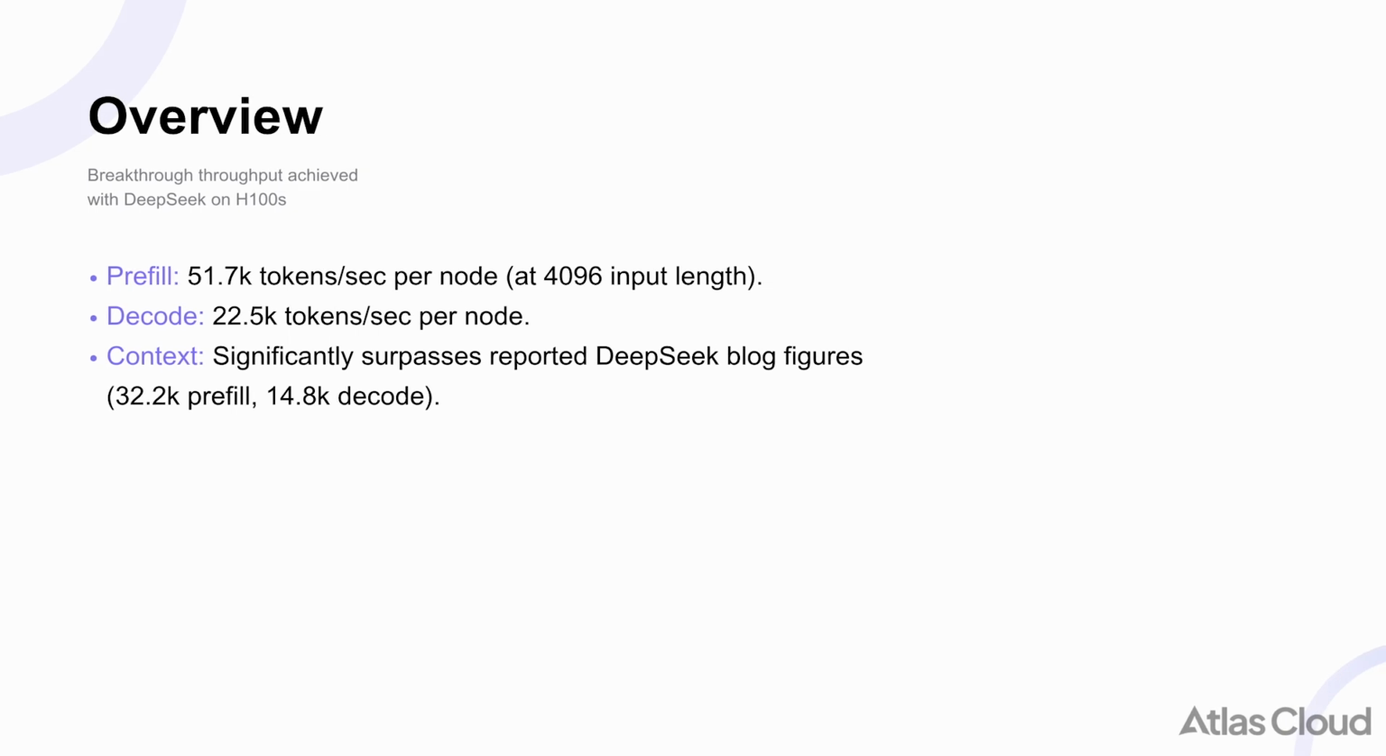Let's start with our key achievements. We've successfully reached breakthrough throughput levels with DeepSeek models. This was accomplished on our H100 GPU clusters. For the prefill stage, using a 4,000 token input, our system delivers 51.7 thousand tokens per second per node. In the decode stage, we are achieving 22.5 thousand tokens per second per node. Now, to provide some context, these results significantly surpass the figures reported in the official DeepSeek blog. Their numbers were 32.2 thousand tokens per second for prefill and 14.8 thousand for decode.